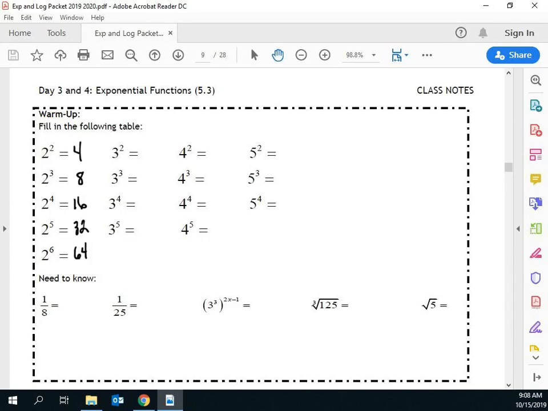3 squared, what's that? 9. Now we do 3 cubed. Let's do the same thing we did before. So what's 9 times 3? 27. 27 times 3. Good. 81. 81 times 3. 243.